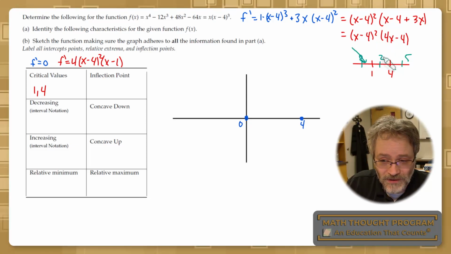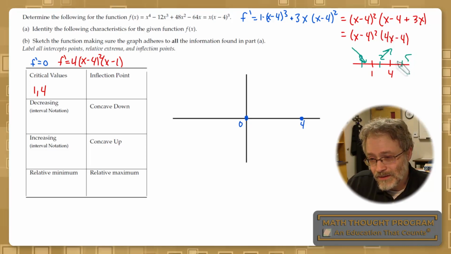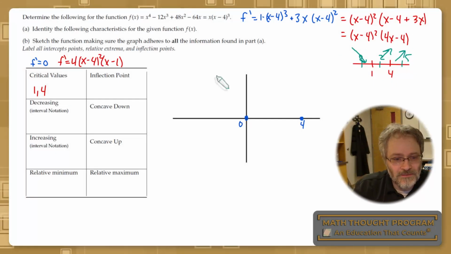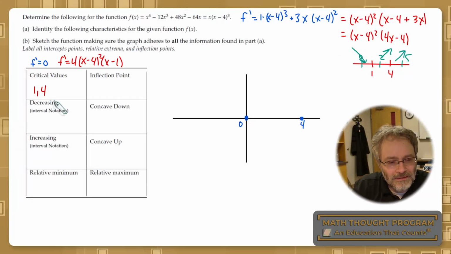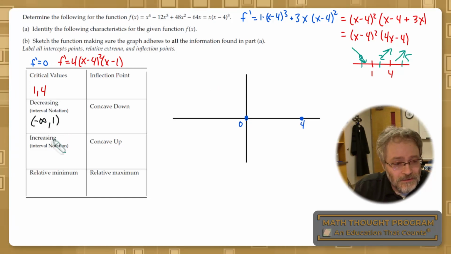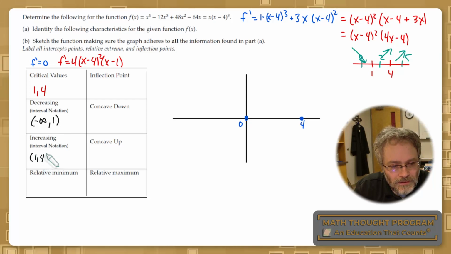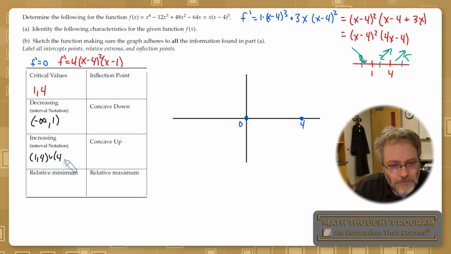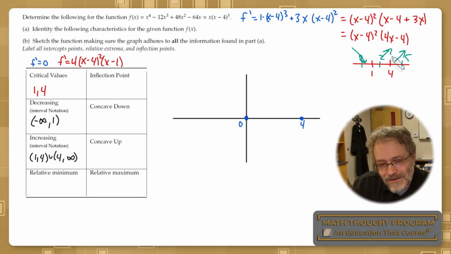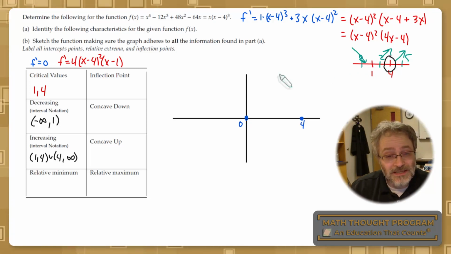And then if I plugged in the 5, this is also going to be positive. So immediately we see that the graph is decreasing from -infinity up to 1 and increasing from 1 to 4 and 4 to positive infinity. And I also see an inflection point. I see that echo of that inflection point that we're going to see in a moment.